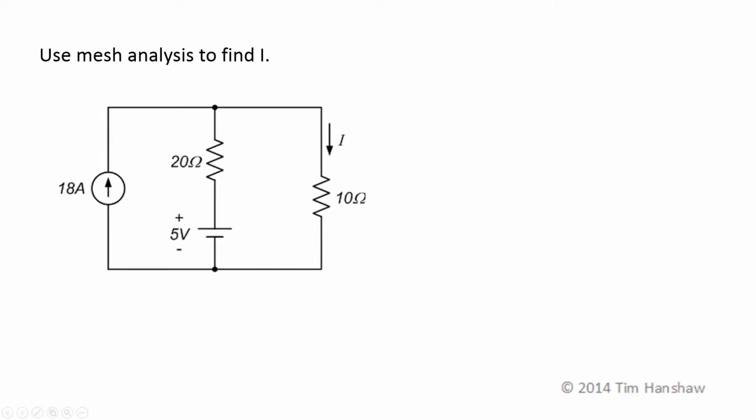In this problem, we want to use mesh analysis to find this current I. Of course, the first problem always is to determine our mesh loops. Probably the most rigorous way to do that is to kill our sources and then find any resulting enclosed non-overlapping areas. So killing this current source becomes an open circuit.